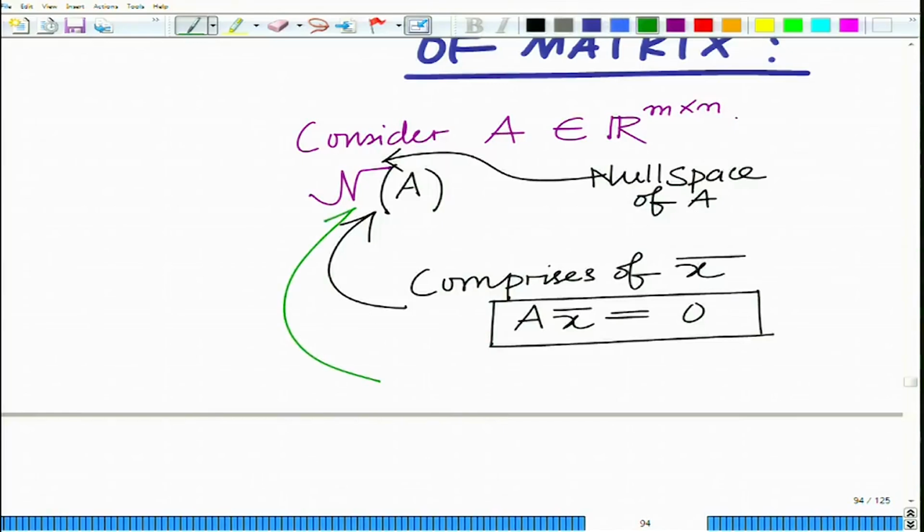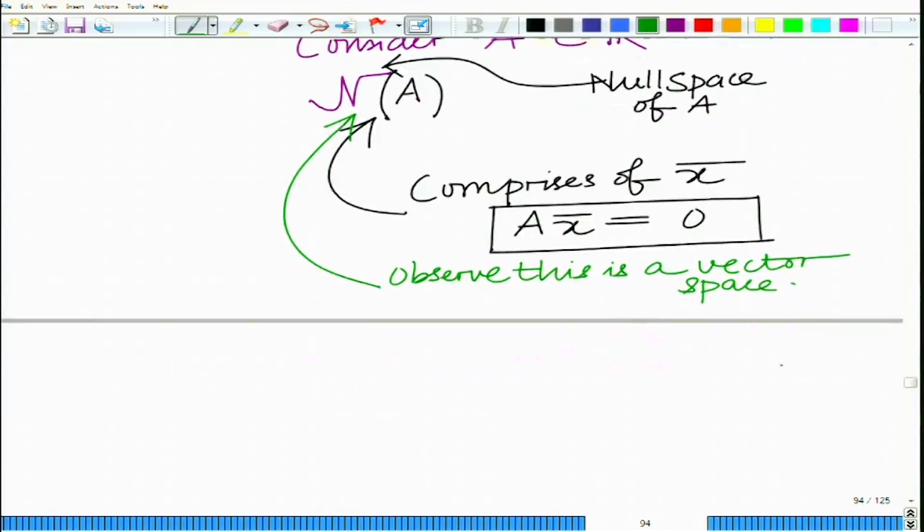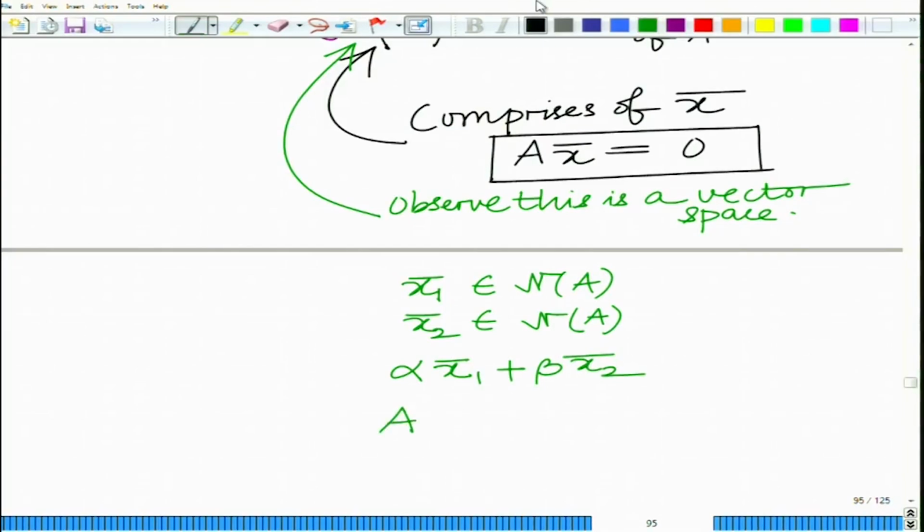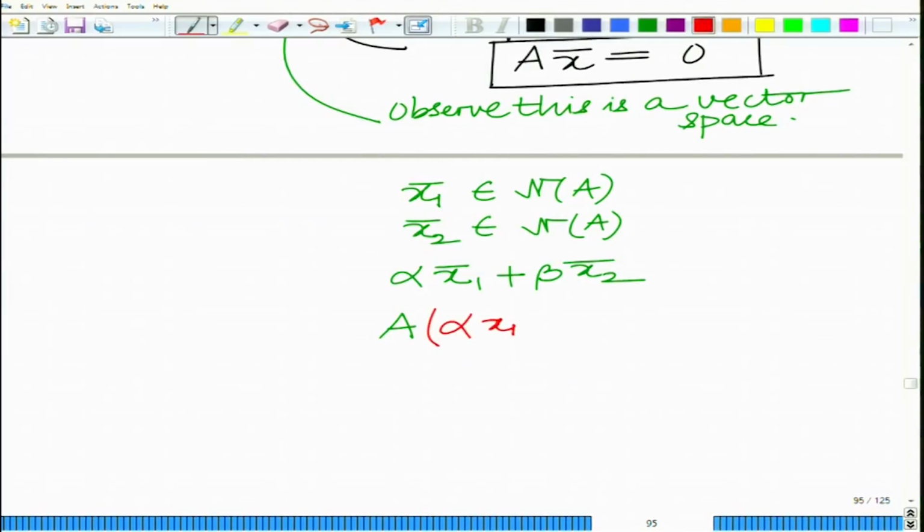Alright. In fact, that space of all vectors x bar is called the null space of the matrix A. In fact, this is a vector space. You can see this as follows: if x1 bar belongs to the null space of A, x2 bar belongs to the null space of A, then if you perform any linear combination alpha x1 bar plus beta x2 bar, then A times alpha x1 bar plus beta x2 bar equals alpha times A x1 bar plus beta times A x2 bar.